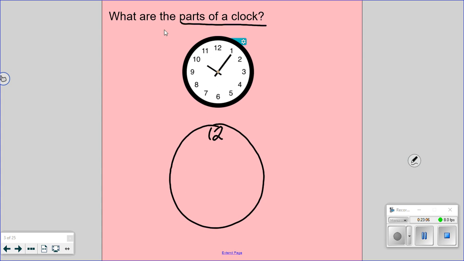I just asked you what number's at the top. The very top of the clock, in the middle is 12. Directly underneath the 12 is what number? Someone? 6.